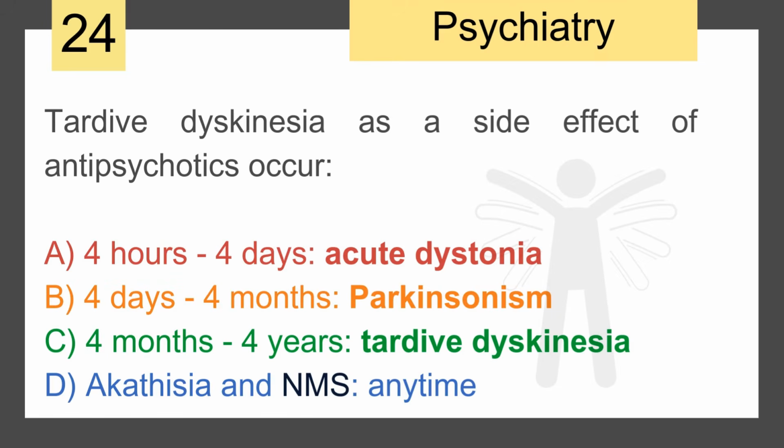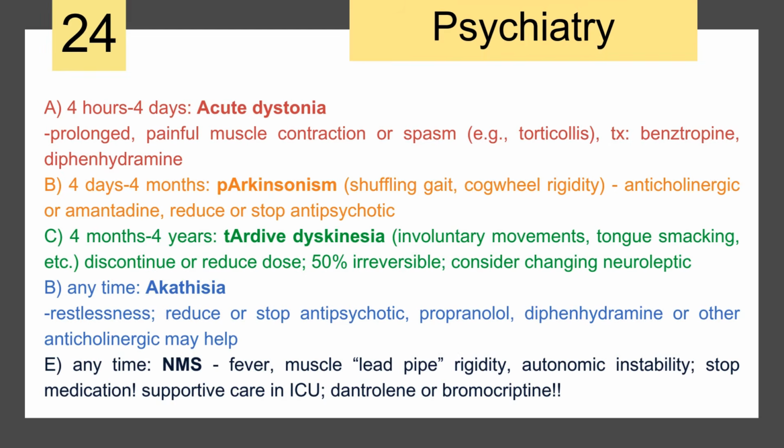Acute dystonia occurs generally, this is a generalization, between 4 hours and 4 days after taking the antipsychotic. Parkinsonism between 4 days and 4 months. Tardive after 4 months and up to 4 years. And akathisia, as well as NMS, which we spoke about before, can occur anytime. Now, tardive dyskinesia, tardy means late, and that's why it makes sense it occurs after 4 months to 4 years. And here I just have a chart comparing the different types of EPS, their presentation, and what their treatment is.